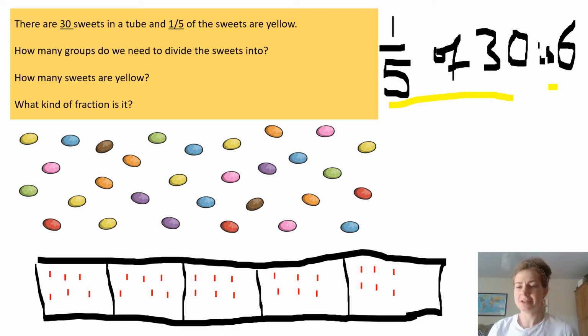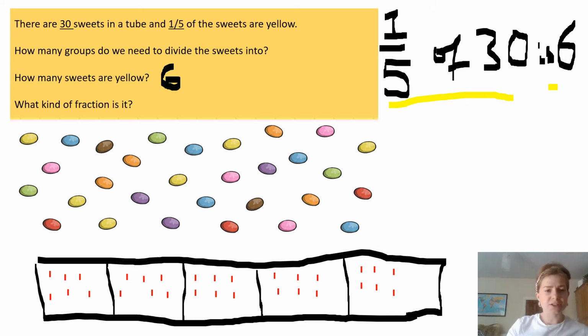So that means how many sweets are yellow? 6 sweets are yellow. What type of fraction is it? 1/5, is that a unit or a non-unit fraction? It is a unit fraction because the numerator is 1. So it's a nice unit fraction for us. So that's how we do it.